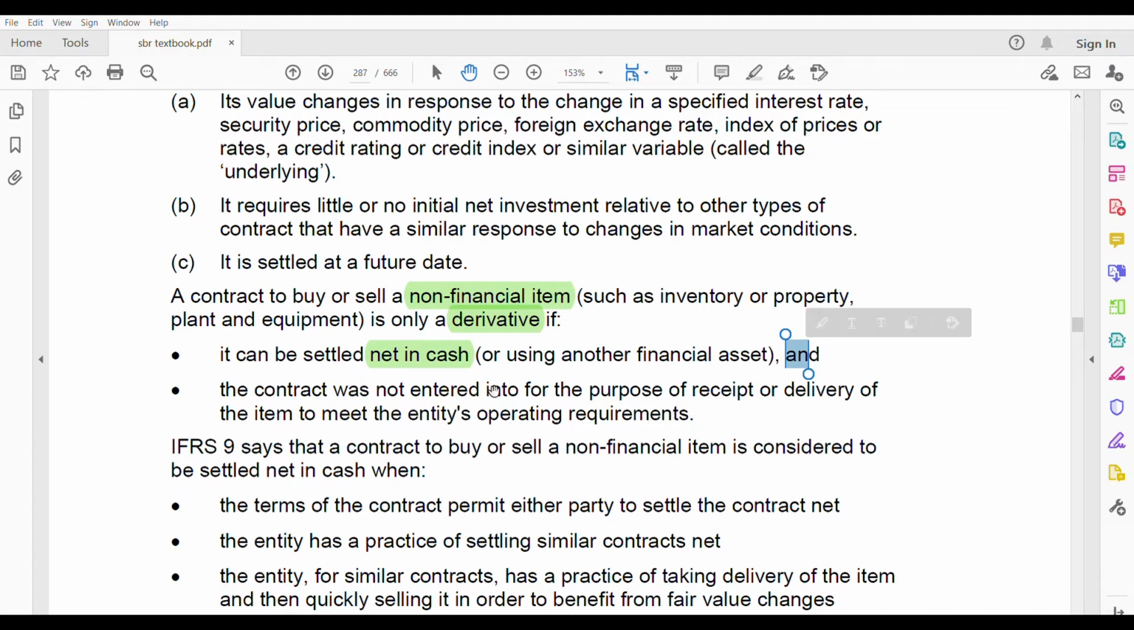The next one is that the contract was not entered into for the purpose of receipt or delivery of the item to meet the entity's operating requirements. That means your daily requirements. If it's for daily requirements, then it's not a derivative. When you are buying goods or selling goods and have a contract to buy or sell goods, that's not a derivative. You record that under IFRS 15 as revenue.